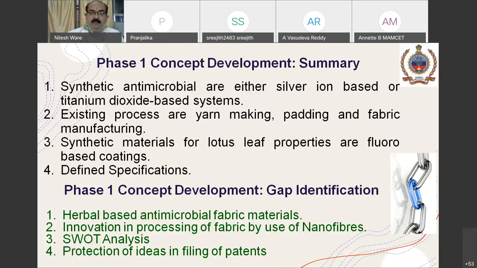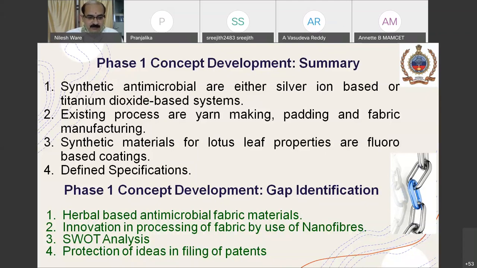herbal-based antibacterial fabric material. Why not we think of herbal-based antibacterial fabric material? It's really a different thing. Now, I think last month or so, Van Heusen or Peter England have released a shirt with Tulsi extract. It has come in the market also. But I'm talking about 2012, and in 2012 we had that dream: herbal-based antibacterial material instead of silver ion or titanium dioxide. What I'm trying to do is replace that synthetic material with herbal-based, because India is wealthy with respect to herbal extracts. So we thought in that way.